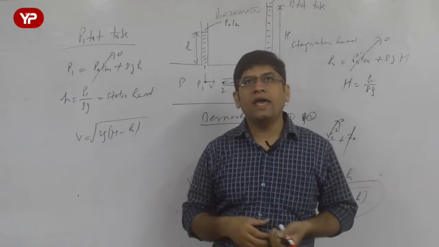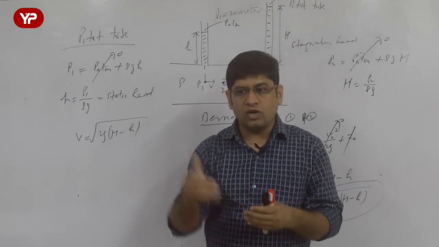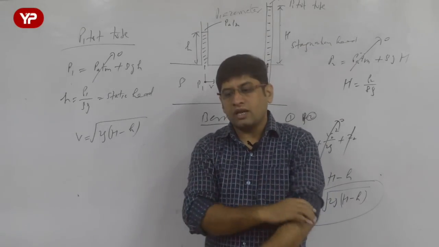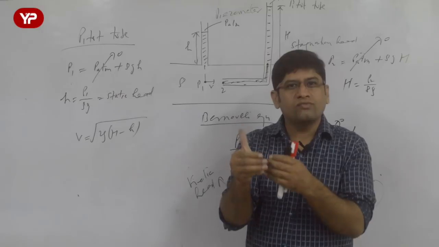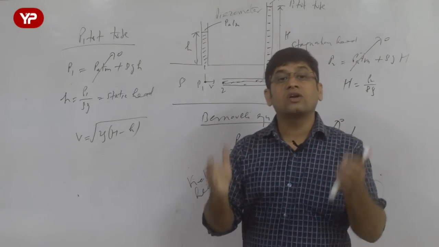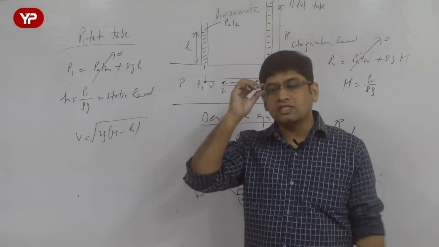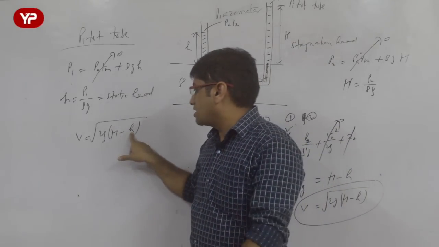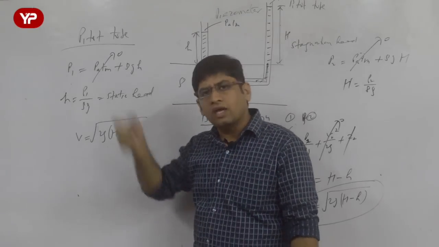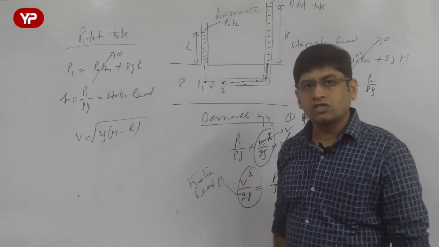Because when you make the flowing fluid come to rest, its entire kinetic energy becomes potential energy. And whenever you make some fluid which is flowing come to rest, that is called stagnancy. So it is called stagnant because you have made it come to rest. So stagnation head, static head, and this is the velocity of flow. Wherever you keep the pitot tube, you will get velocity at that point.